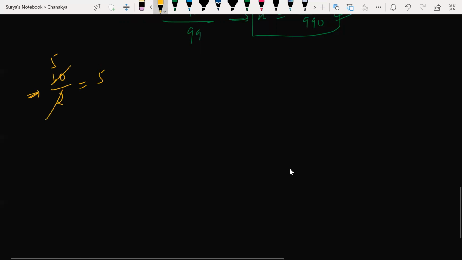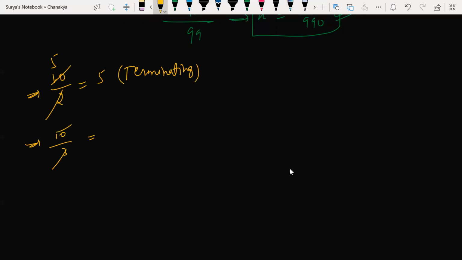Let's say now you have 10 by 3. 3 ones, 3 threes, 9, 1 remainder, again 10, 3.33, and so on, right? So this can be written as 3.333333. Even if you solve for 10 years, it will not end. Again you will be getting 3333, like that. So this is 3.3 bar.